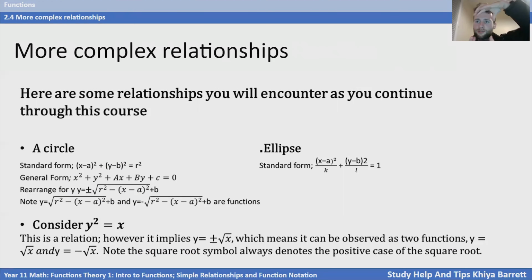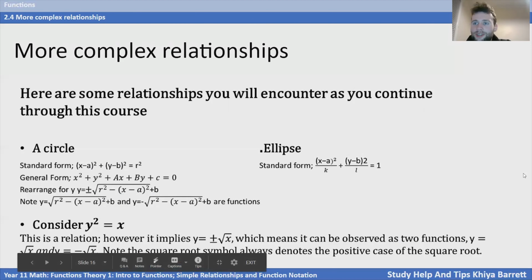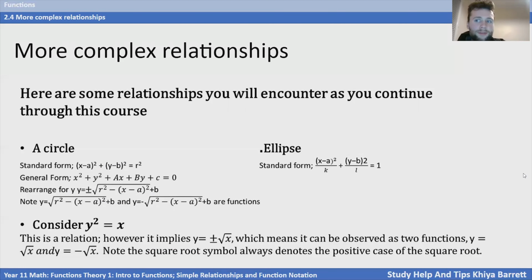And you can separate it into two semicircles. And then each of those semicircles is a function because they will pass the vertical line test. Here's the equation for an ellipse. That is another relation. It's a complex relation. You're going to be using these formulas. I'd write them down in your notes. I'd pause the video and write these down.